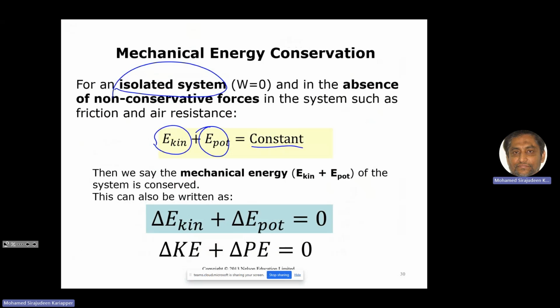This can be written in a different way. Kinetic energy initial plus potential energy initial equals kinetic energy final plus potential energy final. So I can bring all the final terms together and the initial terms together. You can say that the change in the kinetic energy plus the change in the potential energy must be 0. This is the best way to write the conservation of mechanical energy.